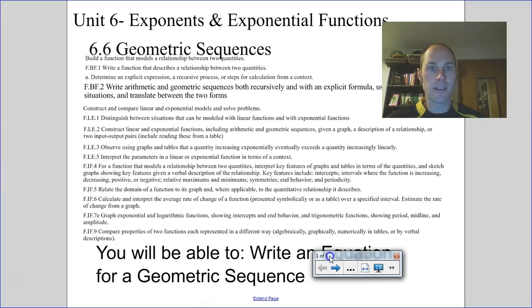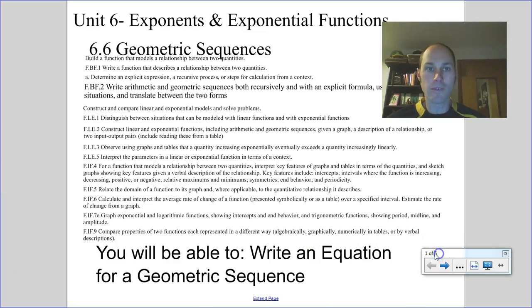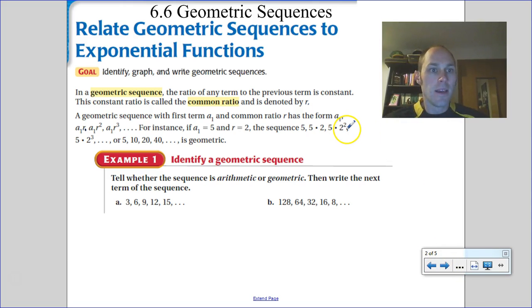All right, the last lesson in our unit on exponents and exponential functions will be on geometric sequences. This will be related to what we learned about with arithmetic sequences earlier in the year. So we'll learn how to write an equation for a geometric sequence and see how it's related to exponential functions. A geometric sequence is a sequence where the ratio of any term to the previous term is constant. That's known as the common ratio.